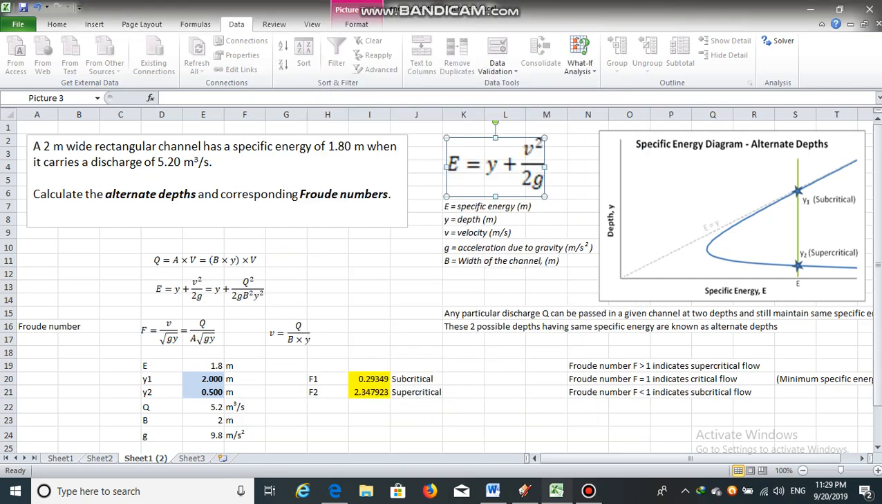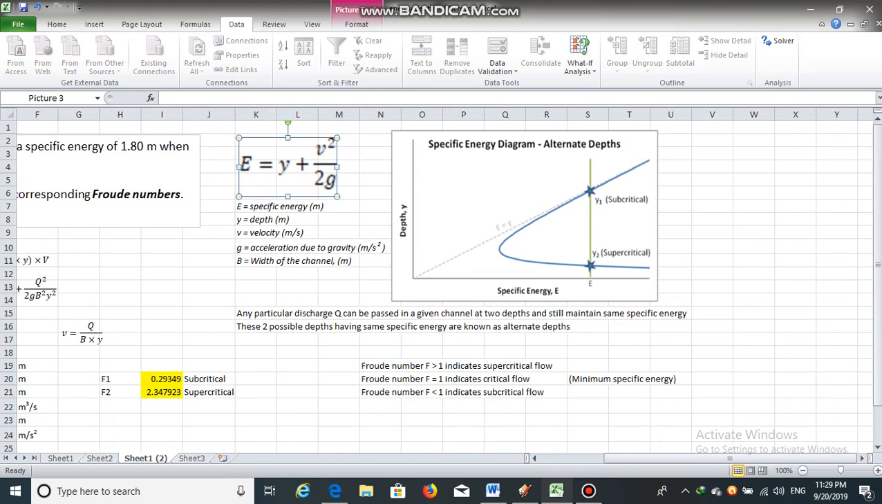A 2-meter wide rectangular channel has a specific energy of 1.80 meters when it carries a discharge of 5.20 meter cube per second. Calculate the alternate depths and corresponding Froude numbers. Specific energy is represented by this equation: E is equal to y plus v square by 2g. Y is the depth, v is the velocity, and g is the acceleration due to gravity.